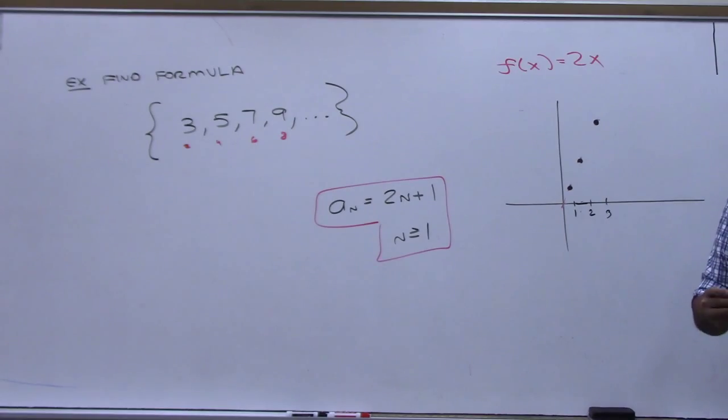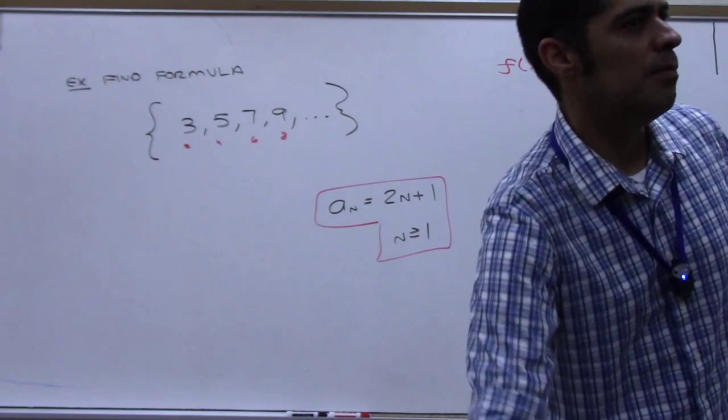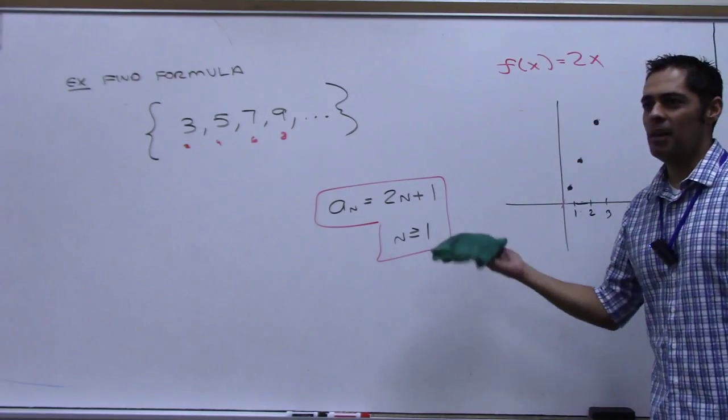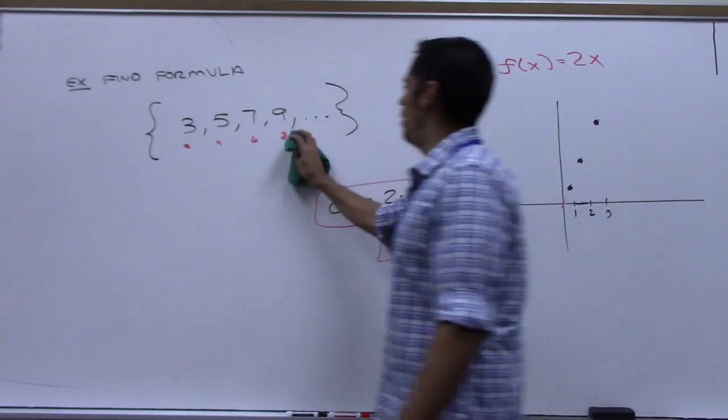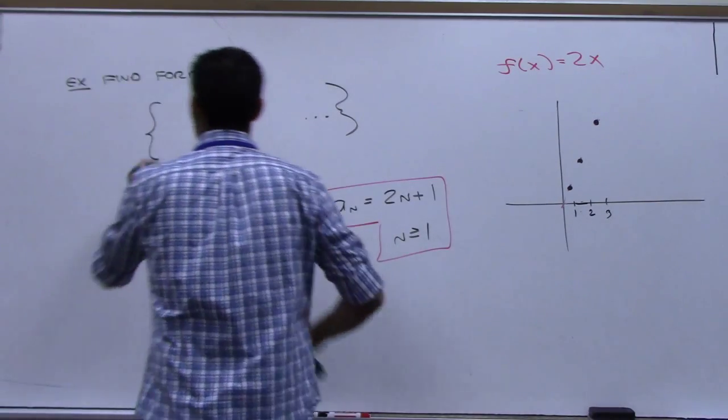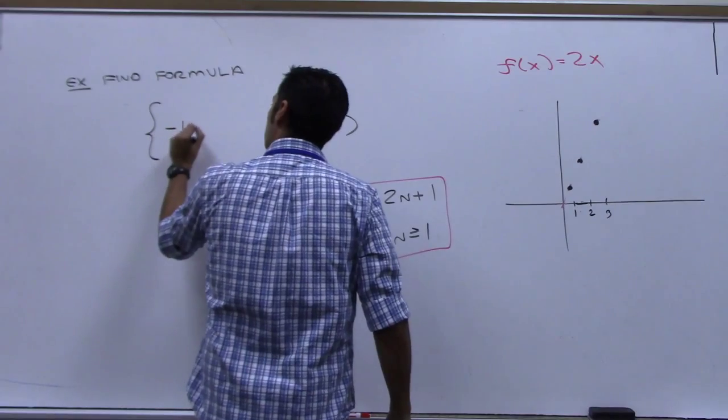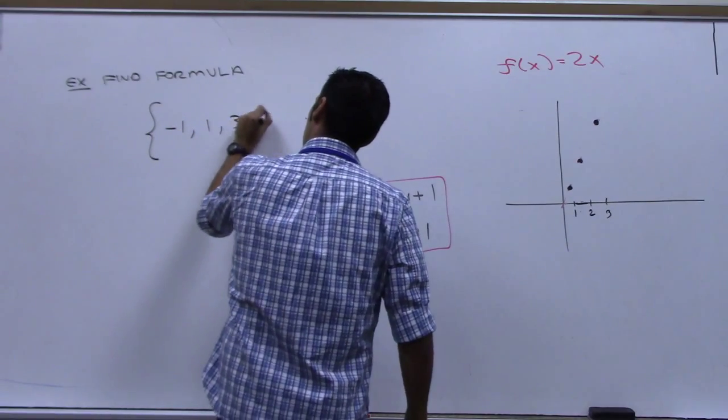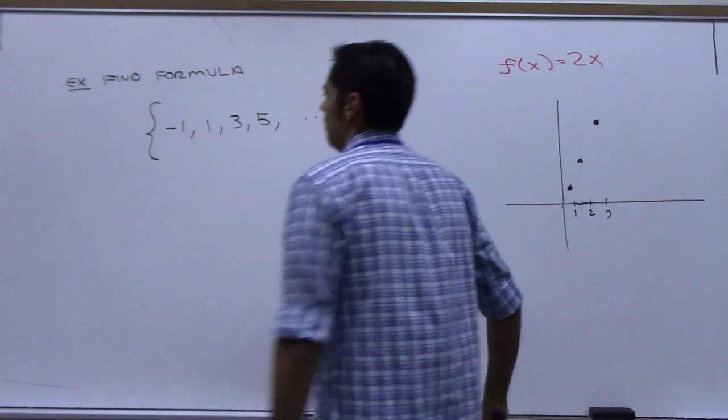Can I give you another one? We still have 6 minutes. I should be able to get a couple more examples in here. Ready for another one? All right. How about this? Negative 1, 1, 3, 5, dot, dot, dot.